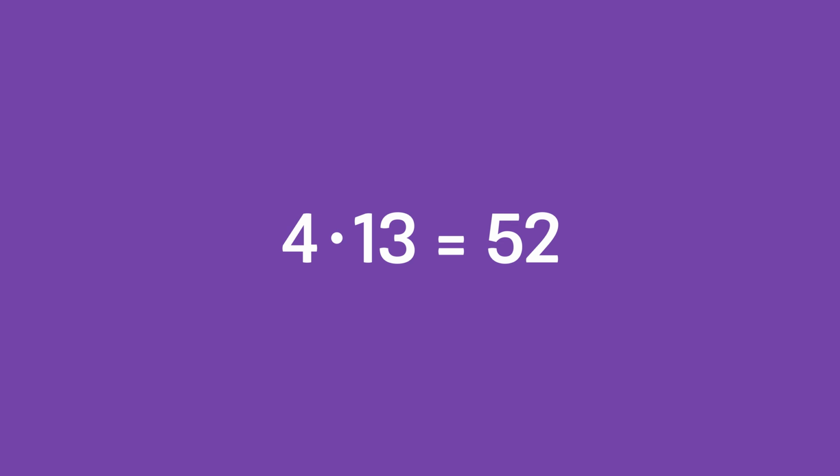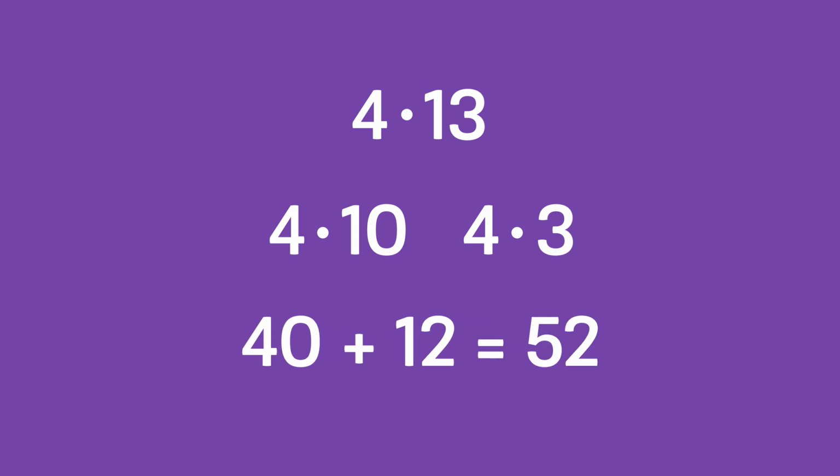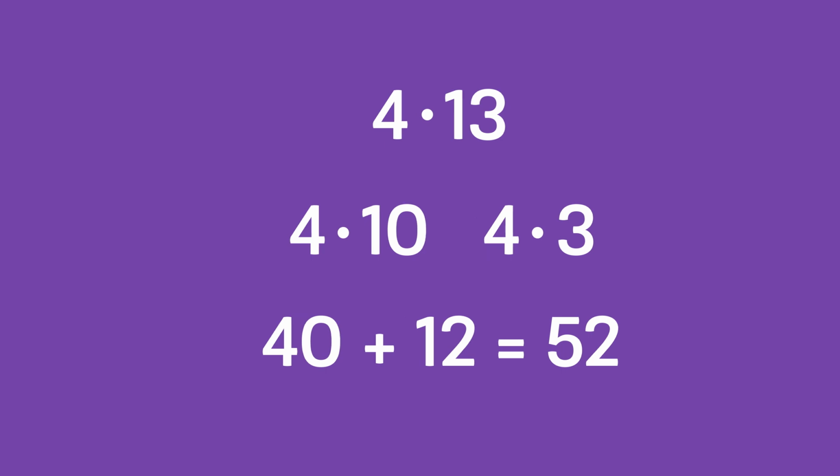But did you know there's a method that can make this easier? Instead of working with 13, a tough number, we could instead split it into two easier numbers to work with, 10 and 3. 4 times 10 is 40, and 4 times 3 is 12. If you add 40 and 12 together, you get 52. This method we just used is the distributive property, and it could be written like this.